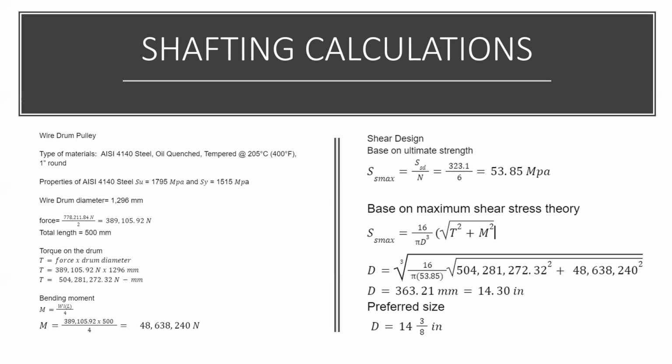Computation on the bending moment, we got 48,638,214 newtons, which is understandable because of the heavy load we are carrying. Based on the ultimate strength of the material, we would have the computed value of 53.85 MPa. So getting the diameter again, we would be basing it on the maximum shear stress theory, and we would have a value of 14.30 inches, and we convert that to a preferred size of 14 and 3/8 inches. Next.